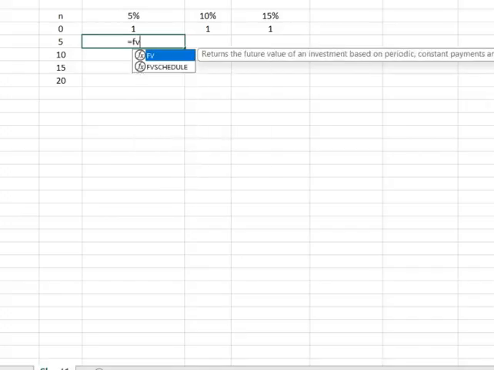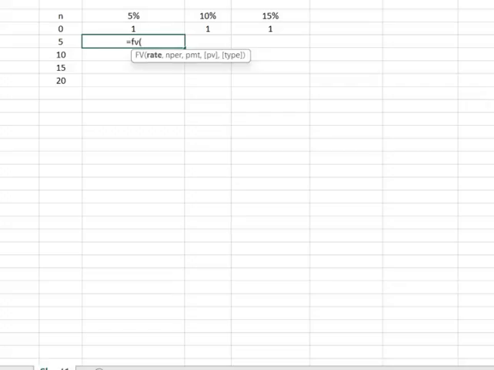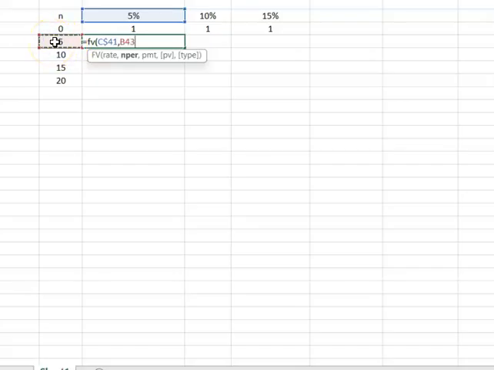What we want to do is future value, and the rate is 5%. I'm going to freeze it so it doesn't move when I copy and paste the formula. And here we have the number of years. Again, I'm going to freeze it so it doesn't move.